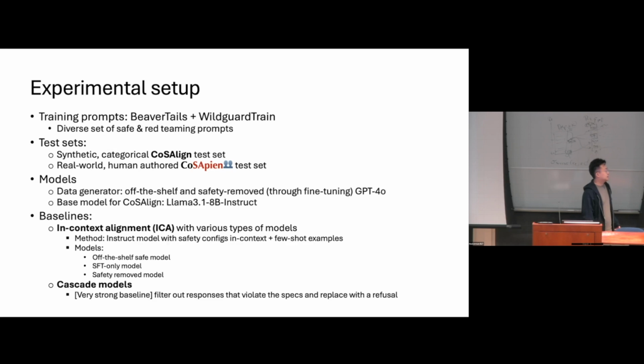Prior work has shown that in-context alignment is actually a very strong baseline. There are all kinds of hypotheses, like maybe alignment is shallow, and if you just give a couple of examples in context that show how the model refuses unsafe risky content, the model will actually become safer. So this is a pretty significant baseline according to prior work. We also add a cascade model, where we filter out responses that violate the safety configs and replace them with a refusal. This assumes you have a classifier on the response, which is what companies usually do.